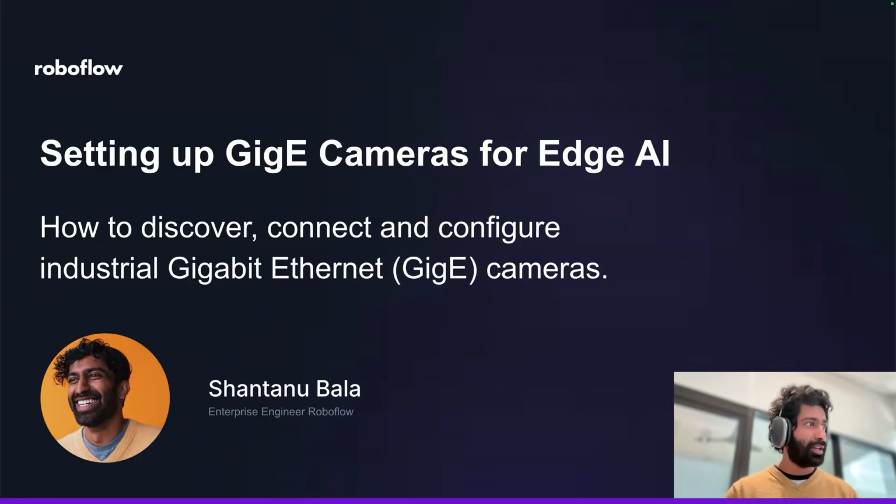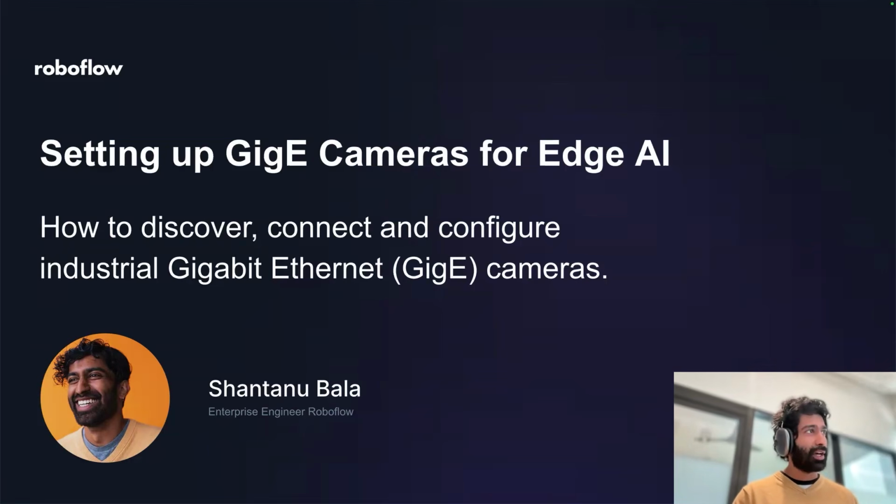I'm Shantanu, and I'm an enterprise engineer at Roboflow. And today we're going to talk about how to set up Gigabit Ethernet cameras for edge deployments. And typically in manufacturing environments or industrial environments where you don't have a reliable network connection to the cloud, you want to deploy hardware that has your compute very close to the cameras that are capturing the images that you're running your vision pipelines on.